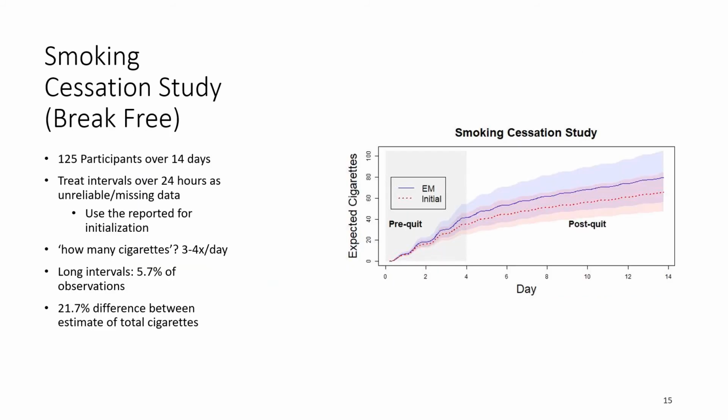We also look at a smoking cessation study, and this involves 125 participants over 14 days. We treat intervals over 24 hours as unreliable or missing data, but use the reported for initialization. And we look at how many cigarettes, which targets 3 to 4 times a day, and long intervals make up 5.7% of observation. And this leads to a 21.7% difference between estimates of total cigarettes when we believe what they say versus when we impute.